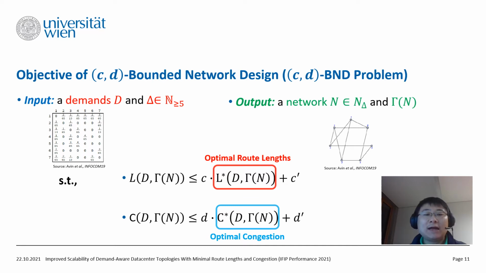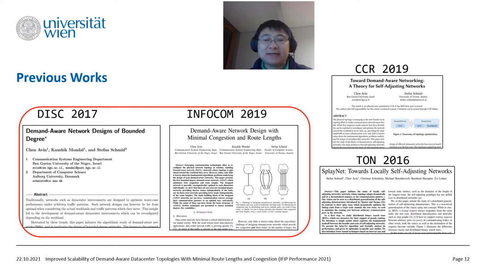Now, let's formalize this bi-objective optimization problem. We are given a demand D and a degree bound delta. We try to find a network N satisfying this delta and a routing scheme such that the weighted routing length is upper bounded by c times the optimal route length, and the congestion is upper bounded by d times the optimal congestion. This bi-objective optimization problem has been mentioned and discussed in several previous works. Ours is an extension of the papers from DISC 2017 and INFOCOM 2019.